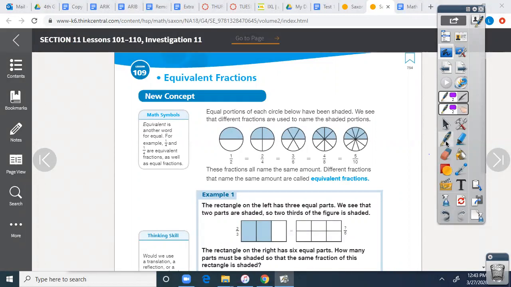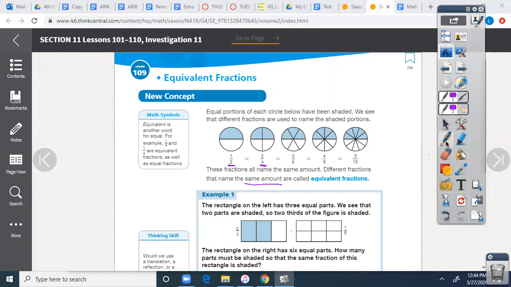Like pretend that's a pizza. You can see that if I only have 2 pieces and I eat one of them, it's the same as if I have 4 pieces and I eat 2 of them. Do you see how the shaded portion is the same in all of them? The fractions are different, but the fractions are equivalent. They equal the same thing. Okay, so equivalent fractions, they have the same amount.